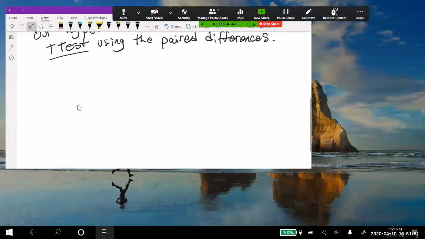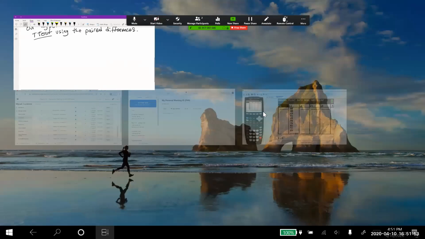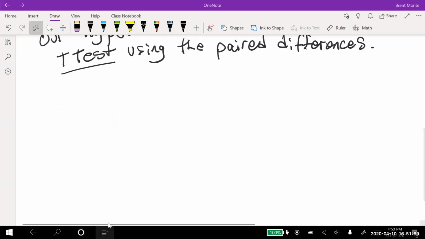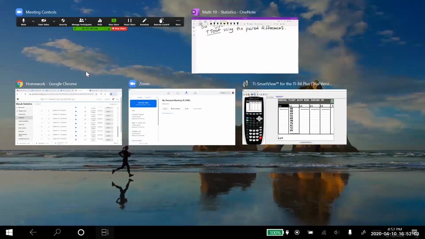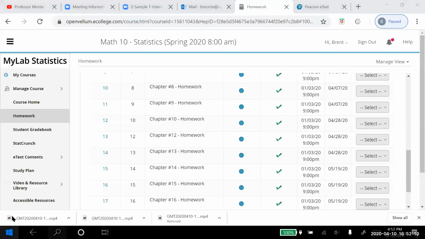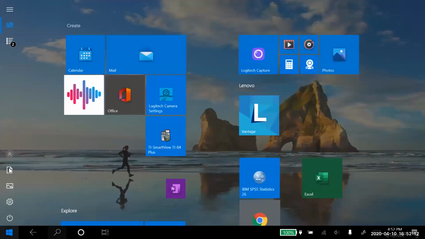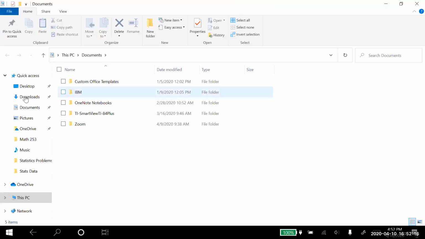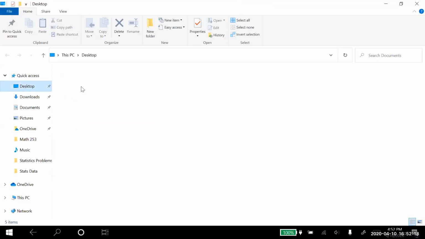Let me go grab that for you. Let's find my file. It's not there. All right, I can just grab it from here. Hold on just a sec. Bear with me. So documents, it's on my desktop. And it's in my statistics problem.